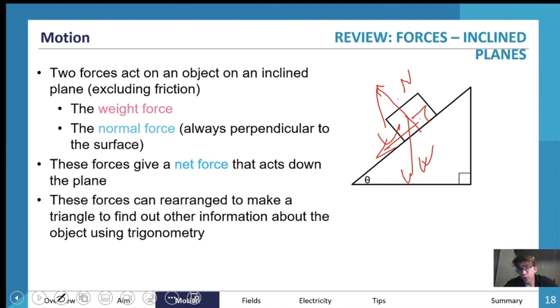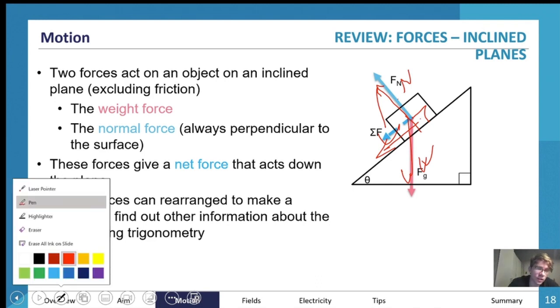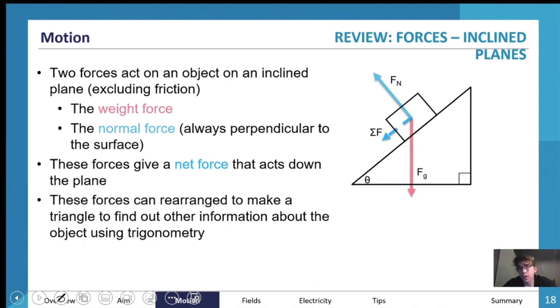Now, these forces can be then rearranged. The slides have the drawings themselves. These forces can be rearranged to find out more about what is happening.